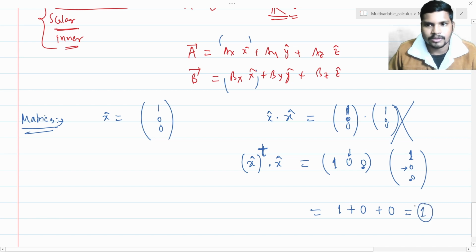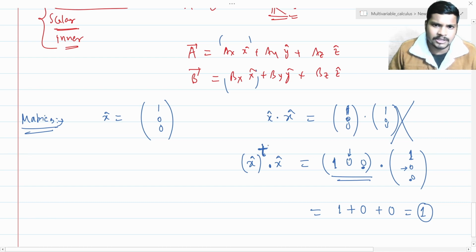Now it is coming out to be 1. So that's why x transpose dot x hat is going to be like this. As I told you, this basis in 3 dimensions is just like a column matrix. Therefore, in order to take a multiplication, I have to do this matrix multiplication by taking a transpose. Since we are dealing with real quantities, if I am just taking a transpose, then nothing would change.